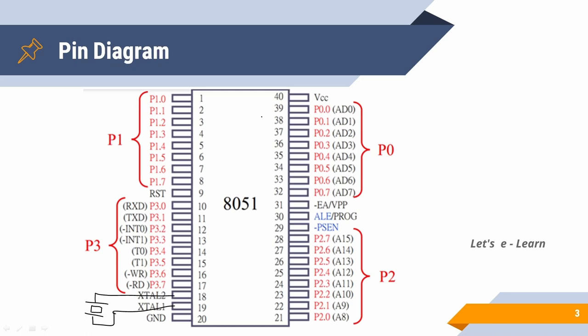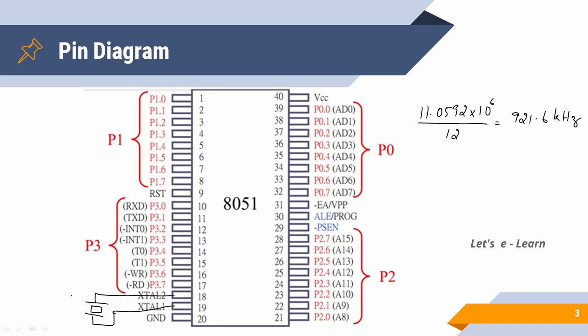How we are obtaining this 921.6 kHz is: 11.0592 MHz, so it is 10 raised to 6, divided by 12, which is equal to 921.6 kHz. Here we are dividing by 12, as in 8051, one instruction cycle consists of 6 states or 12 clock cycles.